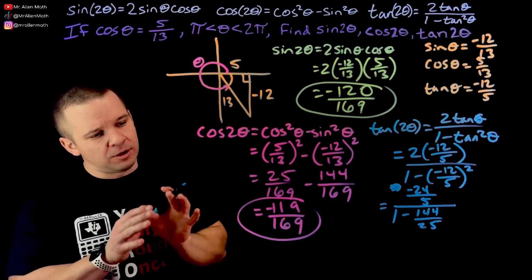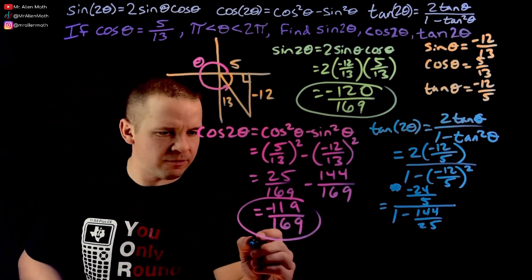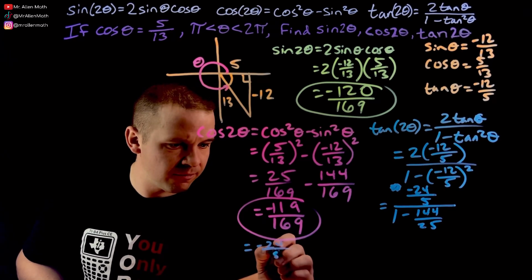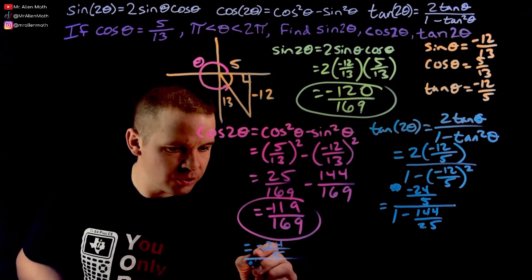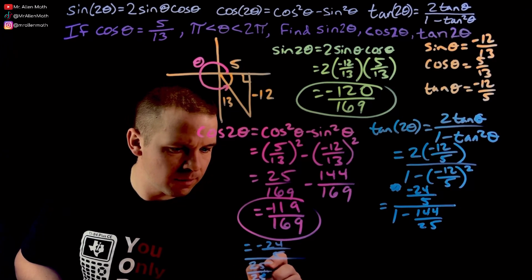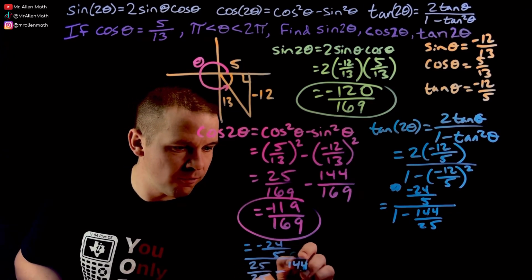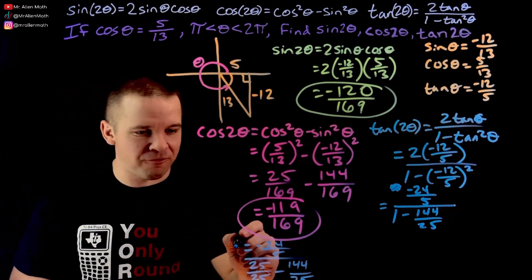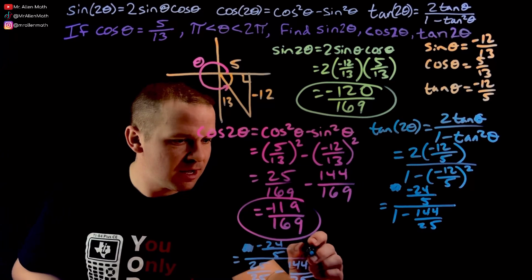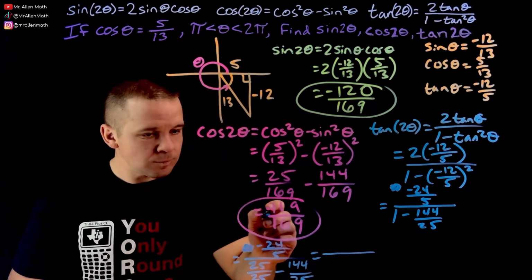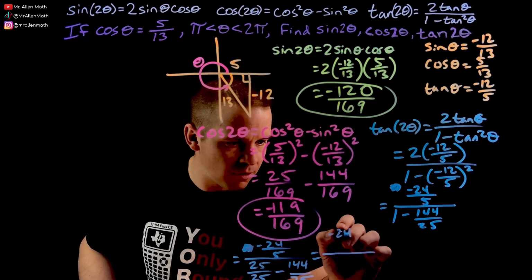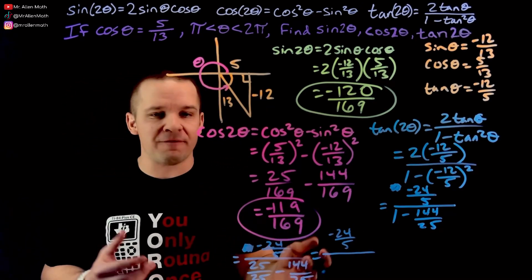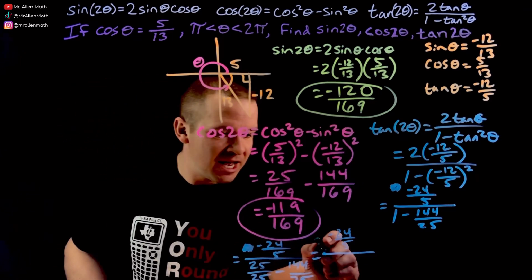I'm running out of room, so I'll bring this all over here and we'll work right across. Negative 24 over 5 over 25 over 25 minus 144 over 25. We make that denominator into a fraction. Equals, we'll keep the numerator the same, negative 24 over 5. Here we have negative 119 over 25. That actually works out nicely, right? It's right there for us. Negative 119 over 25.